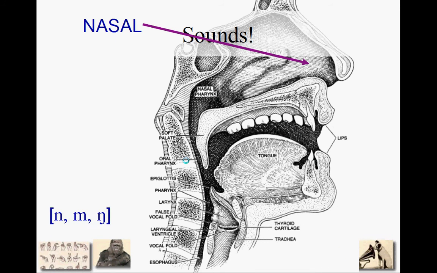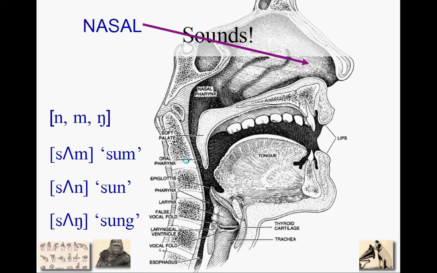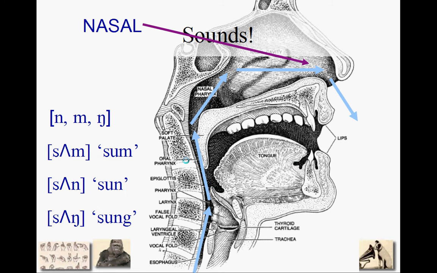In nasal sounds, however, sounds like n, m, the velum is lowered, so the air actually escapes out of the nasal cavity. We have 3 different places of articulation for nasal sounds in English: m, n, and ng, and that represents where the closure is. In m, it's the lips. In n, it's the tongue on the alveolar ridge. And for ng it is the back of the tongue up near the velum.